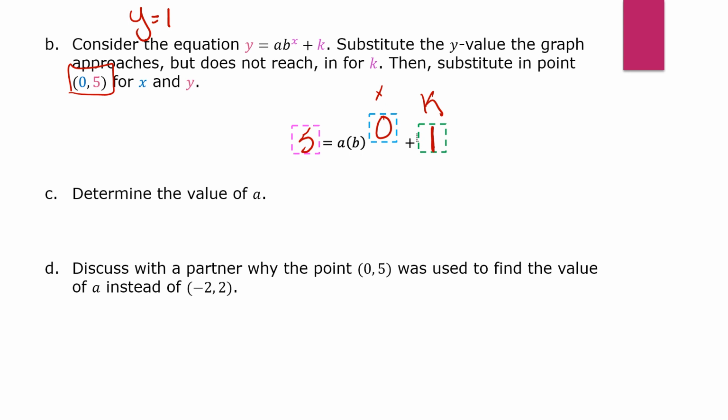So now this becomes an equation that we can solve. For part C, I got 5 equals a b to the 0 power plus my 1. And we're going to solve for a. Now, anything to the 0 power is 1. So us plugging in 0 for x allows us to make this 5 equals a times b to the 0 power is 1, so it's just a plus 1. We're always going to use a point where x is 0 so that I can get a just times 1, so I just have a. Then all we need to do is subtract 1, so a equals 4.